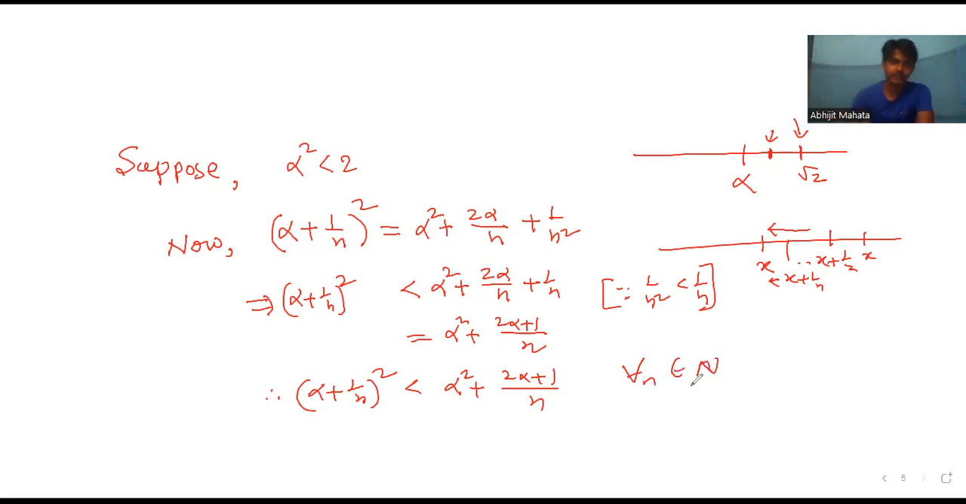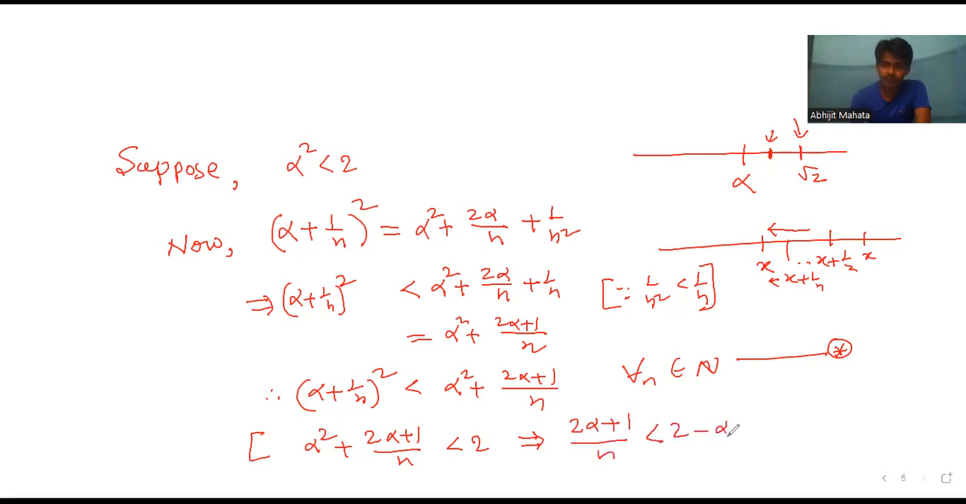Okay. Now see, if we can make this less than 2. So this is a little bit here I am doing. So I come back to here, called star. So alpha square plus 2 alpha plus 1 by n less than 2. We want to find whether such n exists or not. This is equivalent to saying that, if this is less than 2, then 2 alpha plus 1 divided by n is less than 2 minus alpha square. This is also equivalent to saying 1 by n is less than 2 minus alpha square by 2 alpha plus 1. And this is equivalent to saying that 2 alpha plus 1 by 2 minus alpha square is less than n. So now the question is, does such n exist or not?